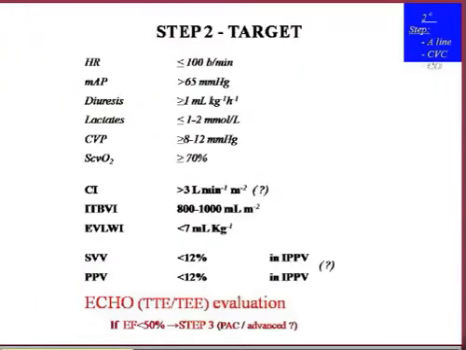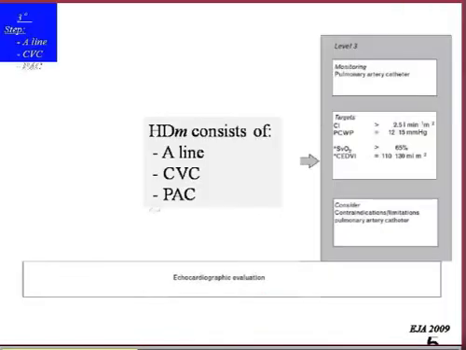So in the second step, you have more than one target. These are the targets of the first step. These are the targets of the second step. You can integrate with volumetric or dynamic parameters according to the condition of the patient. It depends on what you are familiar with. But if something still doesn't work, you need to evaluate with an echo how the heart is working, and you can go directly to the third step.